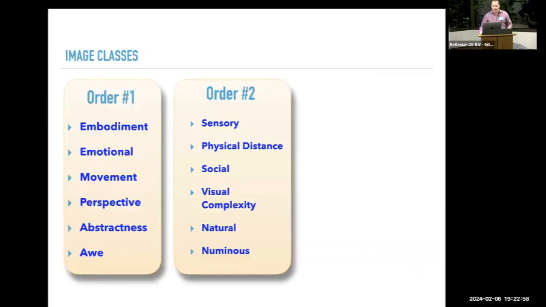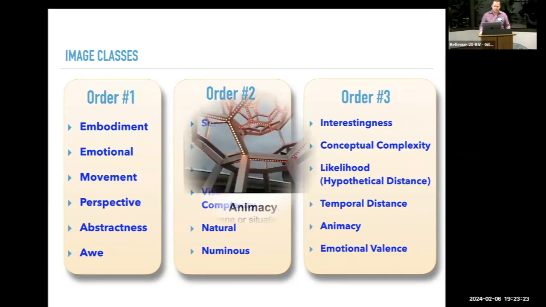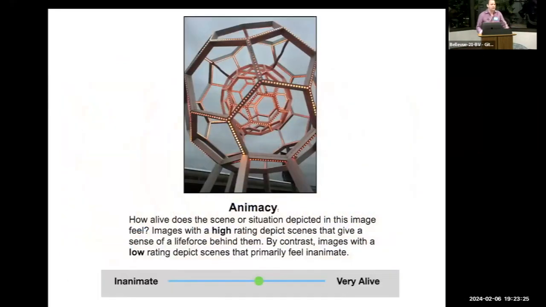So here's just a quick overview of the classes. We're thinking about things like embodiment, like, to what extent is the image felt in the body? Does it have emotional content? Is there movement? Does it evoke a first versus a third person perspective, et cetera? I won't go through all of these, but just to give you an example of what types of things we're looking at. And here's an example of a question on the survey that we're actually asking.